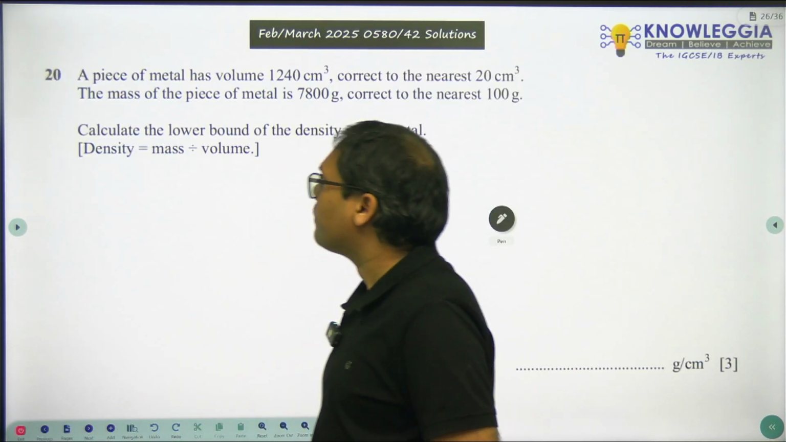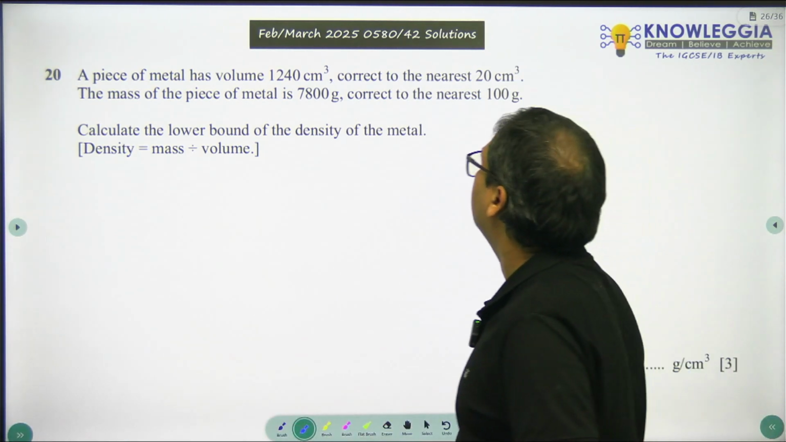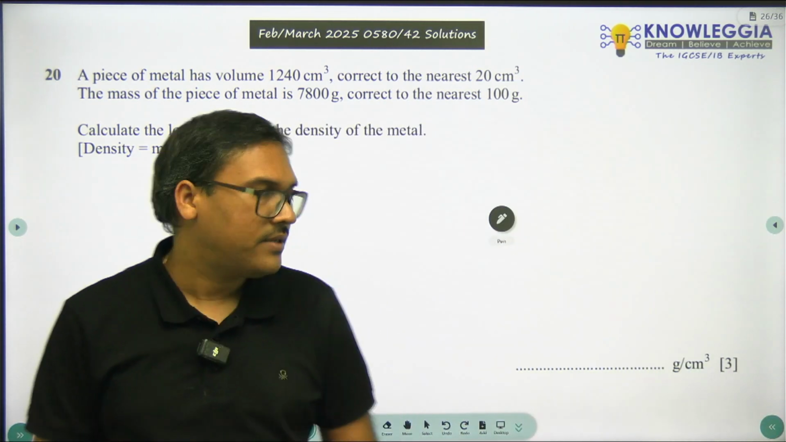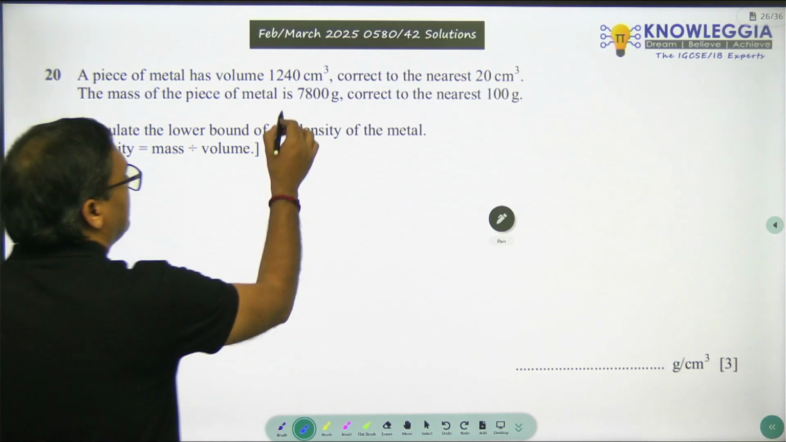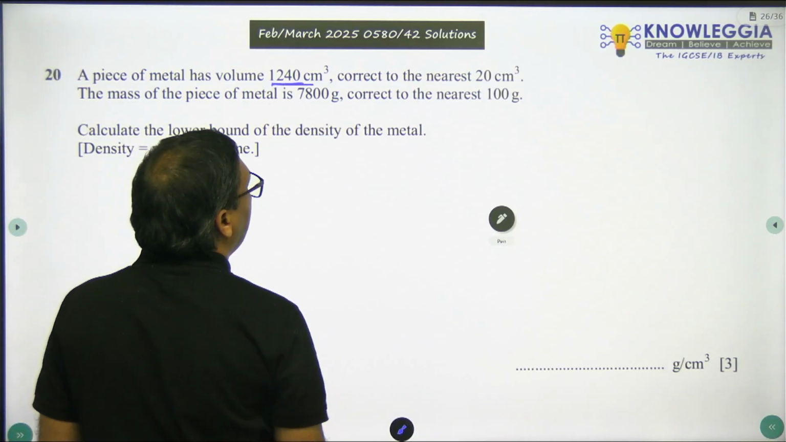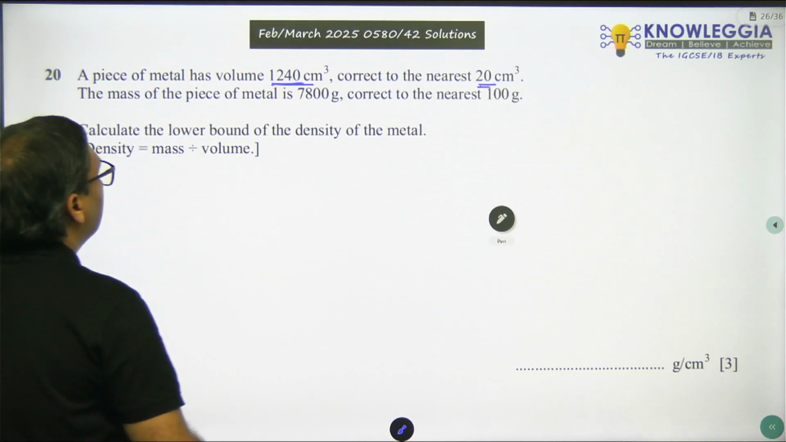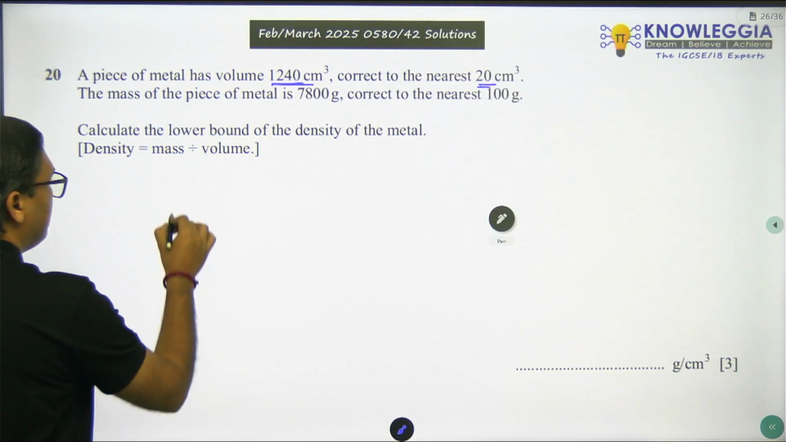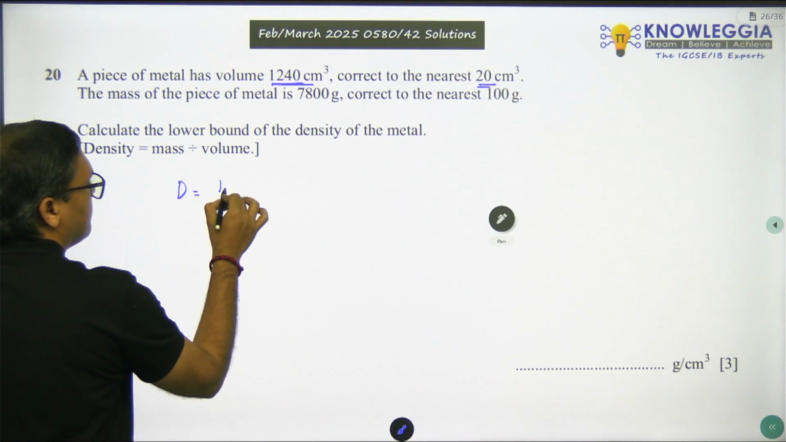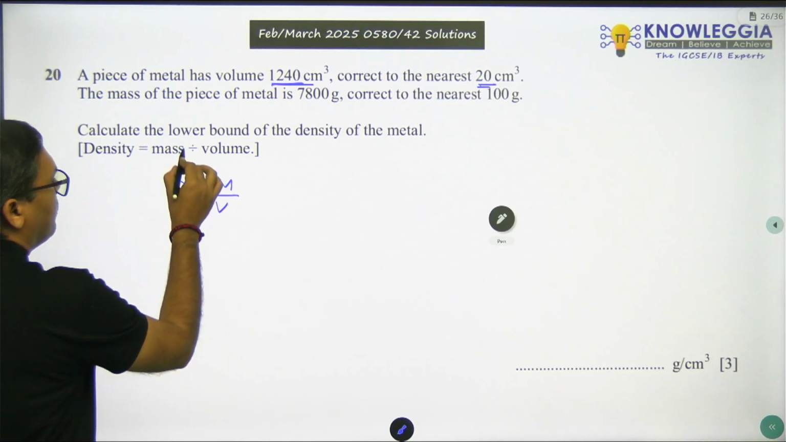Now moving to the next question. The question is on upper bound and lower bound. The question says the metal piece has a volume of this, correct to the nearest 20 centimeter cube. And the mass of the piece is given to you, correct to the nearest decimal. So you have to find the lower bound of the density.